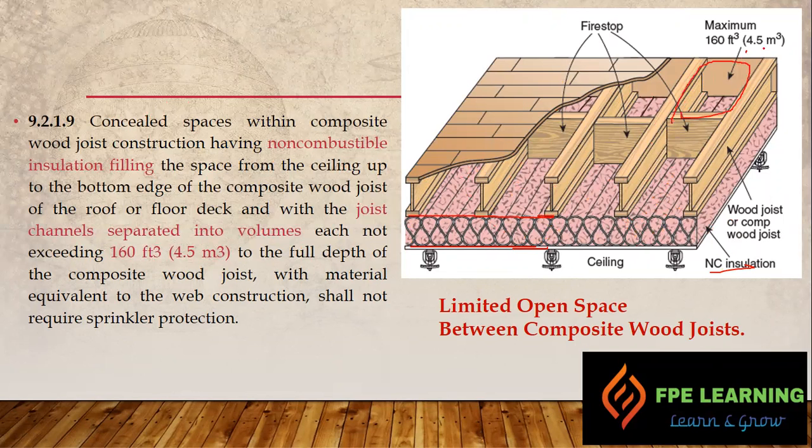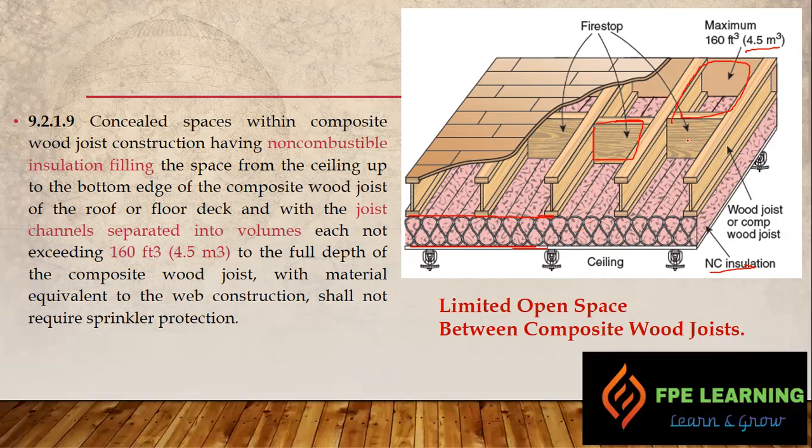So suppose this is a concealed space, and from the ceiling all the way to the bottom of the wood joist we have the non-combustible insulation. Then we divide the areas by some fire stopping materials so that the maximum volume of one location cannot be more than 4.5 cubic meters. So this is one, and so on. We have to distribute this throughout the concealed space.